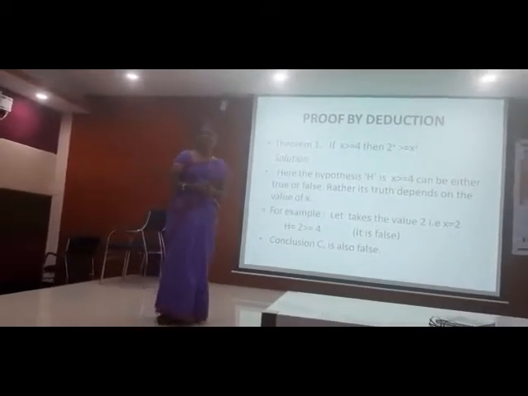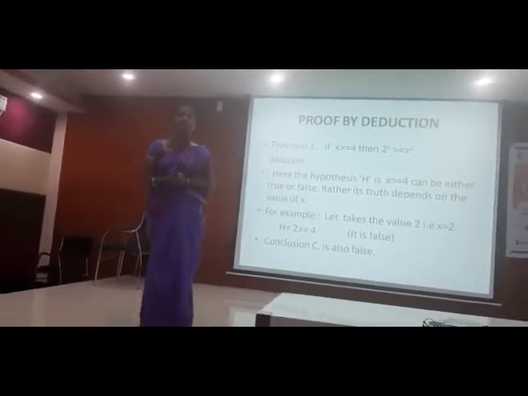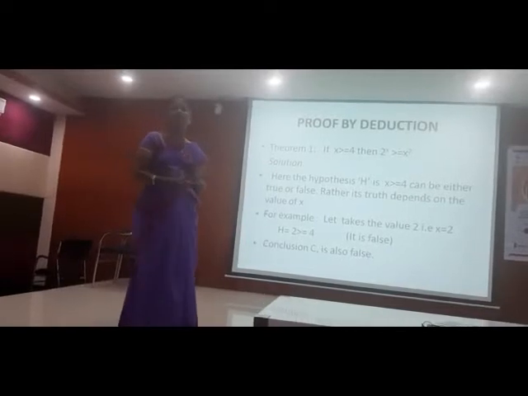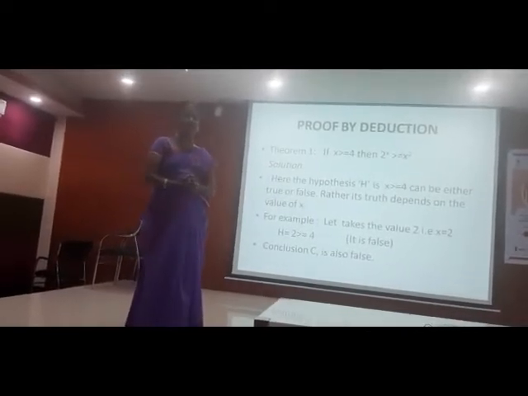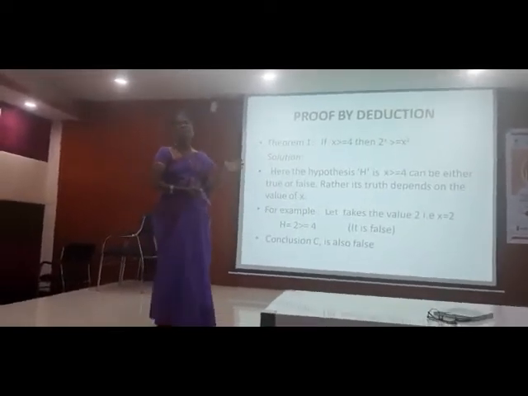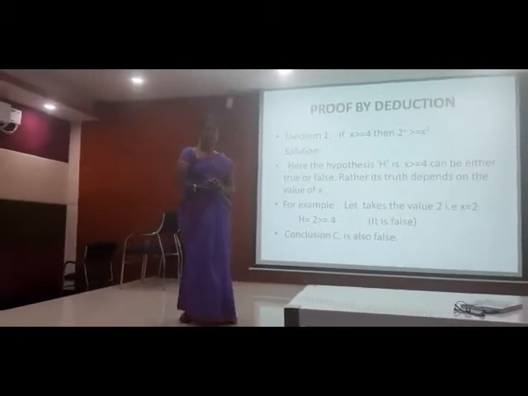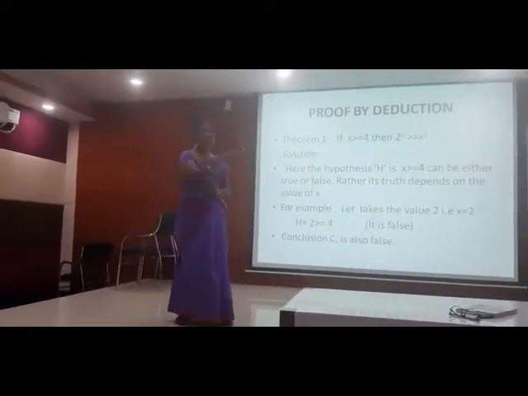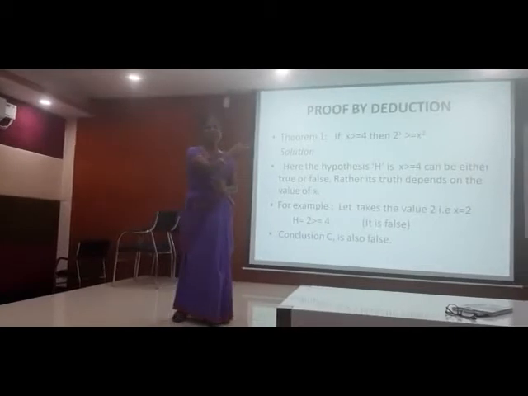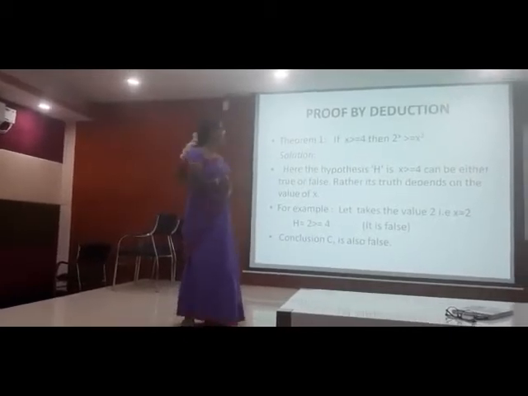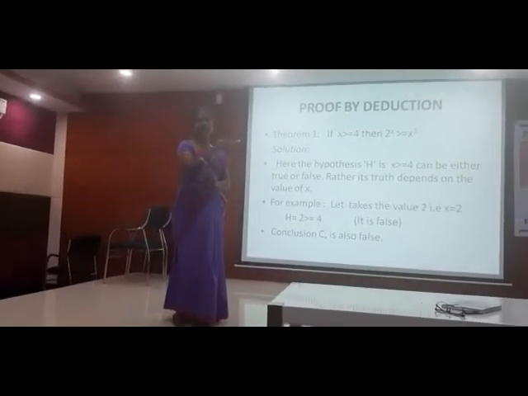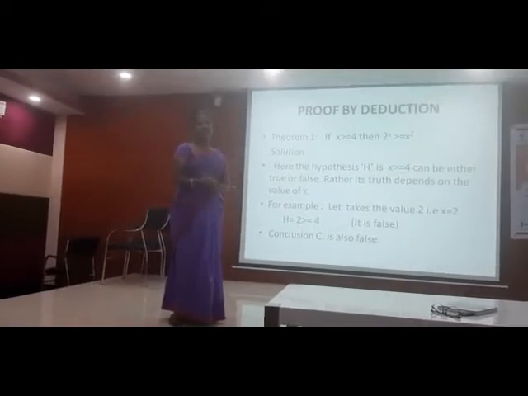Let us see one example. If x is greater than or equal to 4, then 2 to the power of x is greater than or equal to x square. We are going to prove this theorem using proof by deduction. What is our hypothesis? x greater than or equal to 4 is our hypothesis, and 2 to the power of x is greater than or equal to x square is our conclusion part.